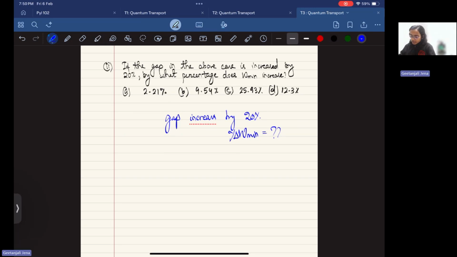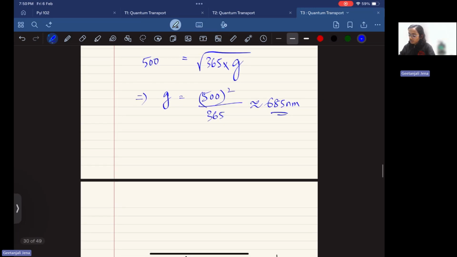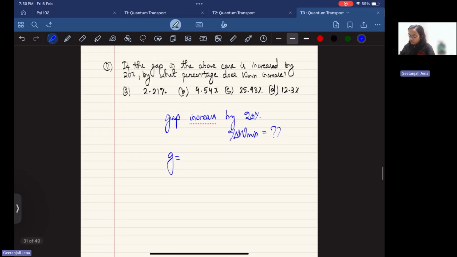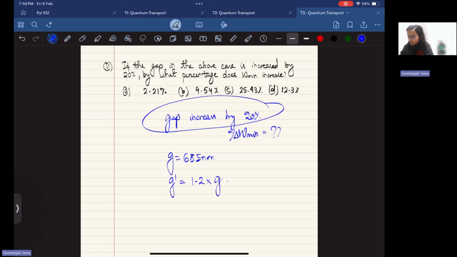This is quite easy. Previously we had a gap size of 685 nanometer. The gap size is increasing by 20%. That means G prime will be 1.2 times G. So this will be 822 nanometer. This is the new gap size.